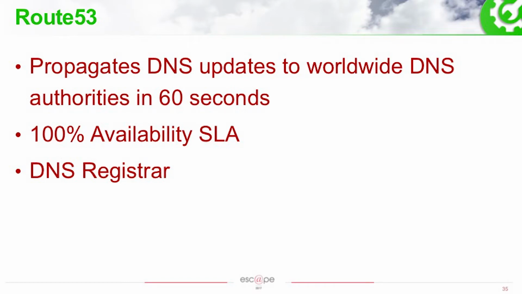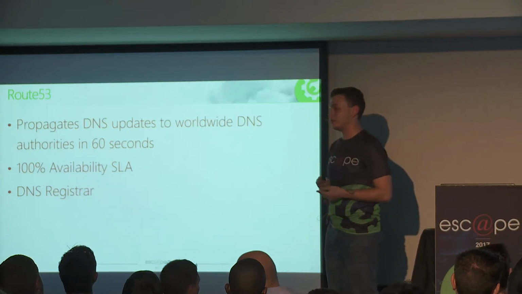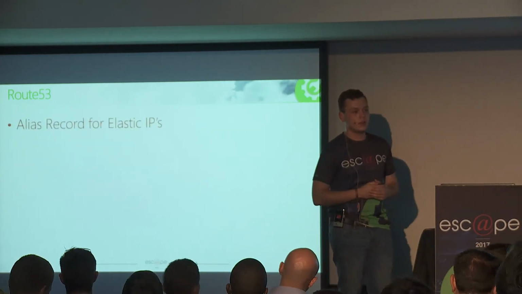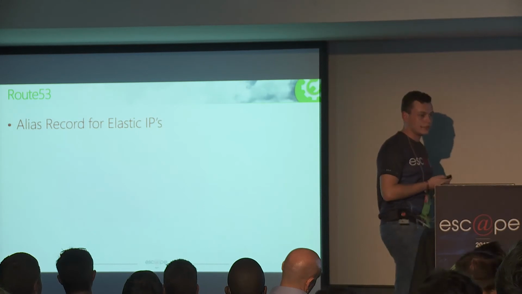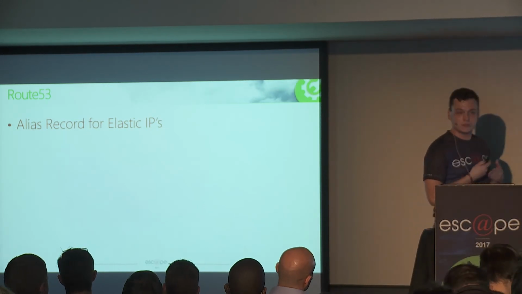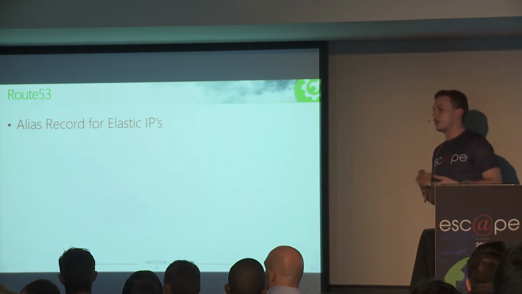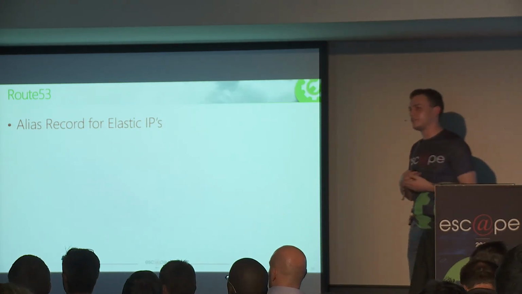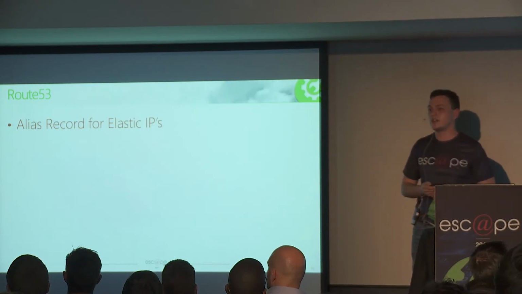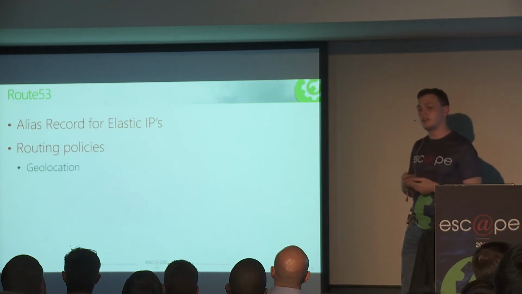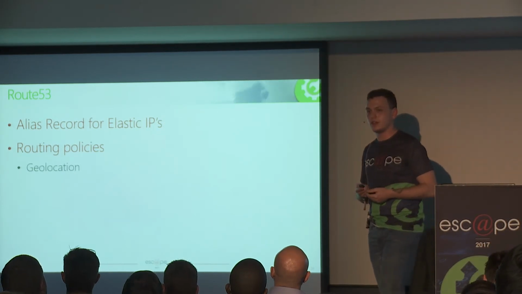And AWS has recently also become a DNS registrar. So that means I can go and register a domain with them now instead of going through a third-party DNS provider. Alias records, very similar to A records, but alias records essentially map to elastic IPs. And within a cloud environment, you typically don't get guaranteed a specific static IP address. So Route 53 also allows for a variety of routing policies that you can set up.